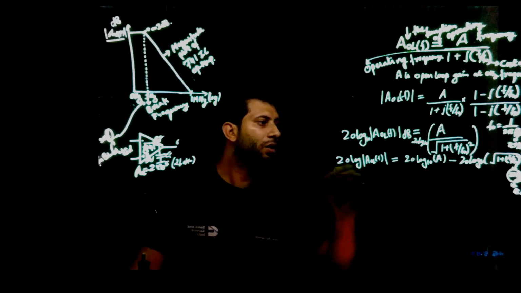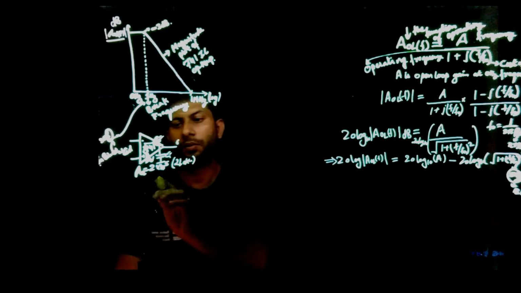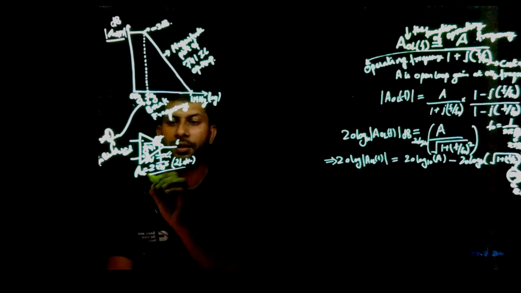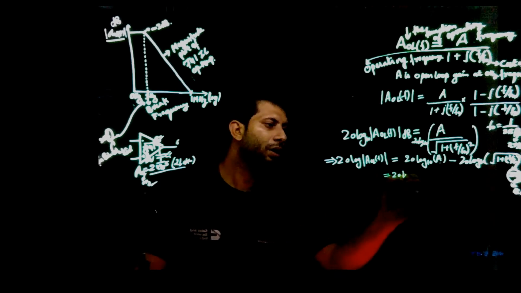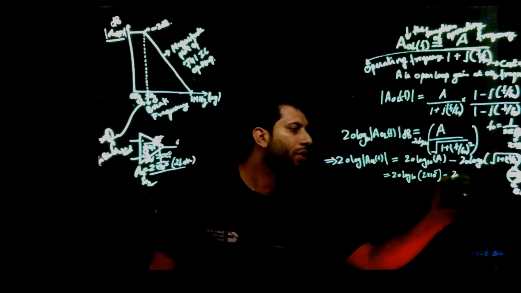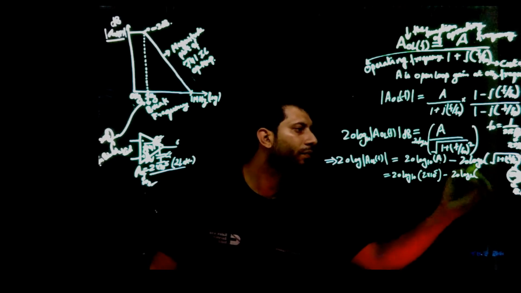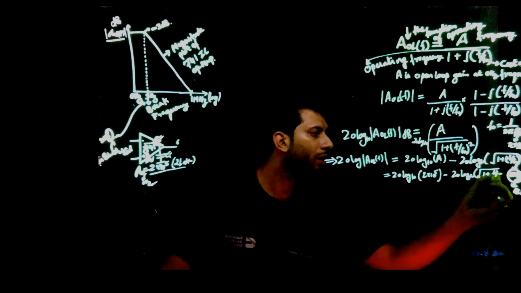Now in this equation we put the values, where A_OL at 0 Hertz will be 2 lakh, that means 20 log base 10 of 2 into 10 to the power 5, minus 20 log base 10 under root 1 plus (f upon f naught), where f is the operating frequency and f naught is 5 Hertz, whole square.